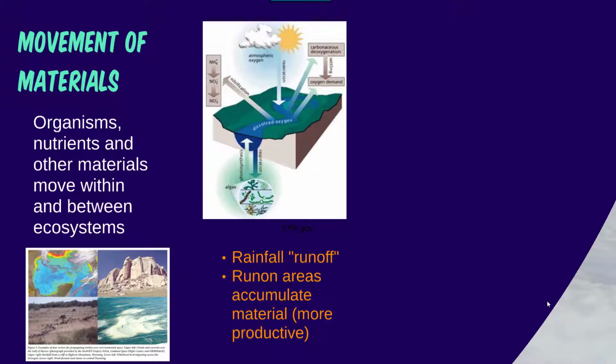Rainfall runoff is going to be an important element that can influence habitat selection. For this, we obviously have to understand watersheds and how water moves throughout a habitat based on the different topographical characteristics. We also have to have a good understanding of run-on areas, which are regions where there's going to be an accumulation of material. These tend to be more productive and thus are going to be more influential in habitat selection.